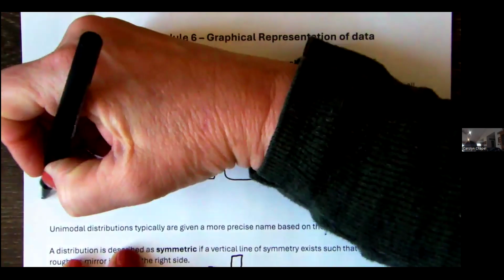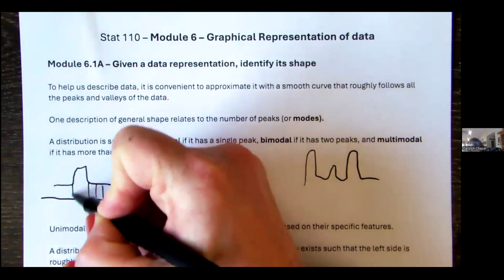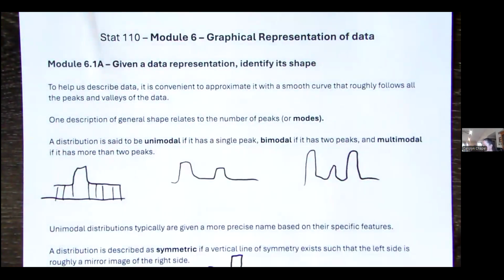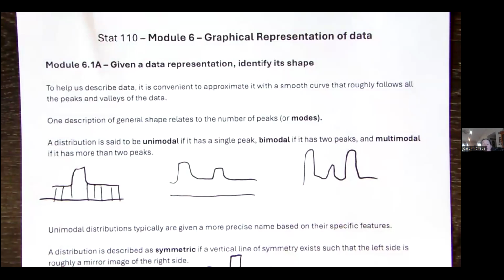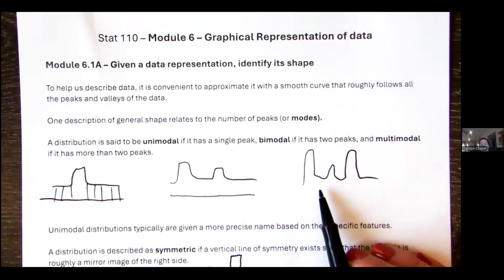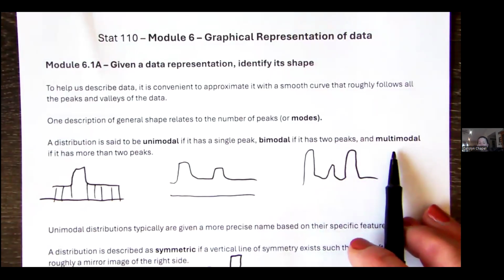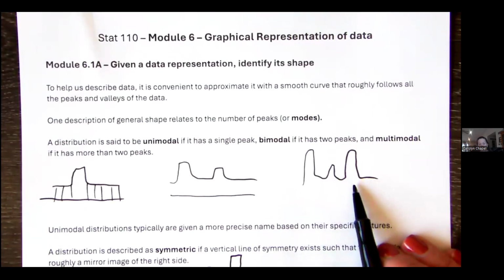So if this was my data, and let's visualize a bar graph in here, that would be unimodal. If we have two humps, it's said to be bimodal. So uni meaning one, like unicycle, bi meaning two, like bicycle or biennial. We could do tri, but they tend to just lump anything more than two into multimodal. So we count how many peaks we have.